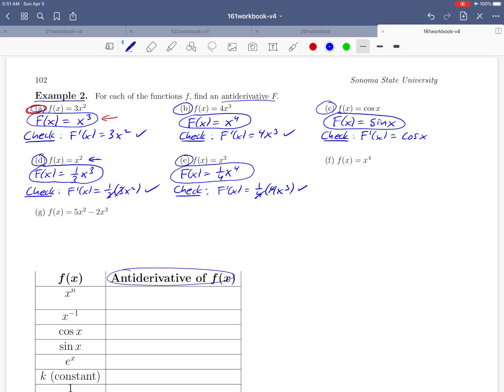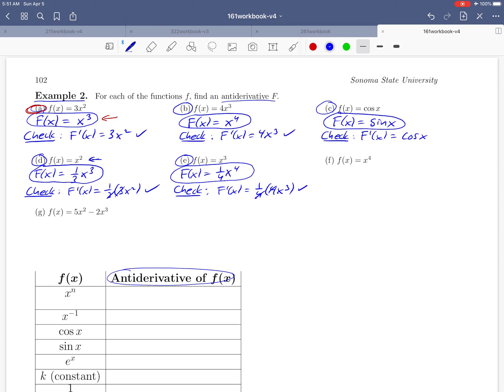Okay, now we've done a few problems together, so you might want to pause the video at this point and see if you can do parts F and G on your own here. Follow the patterns that we noticed previously. Just take a minute to try those. Okay, and then when you're ready, you can watch the rest of the video.